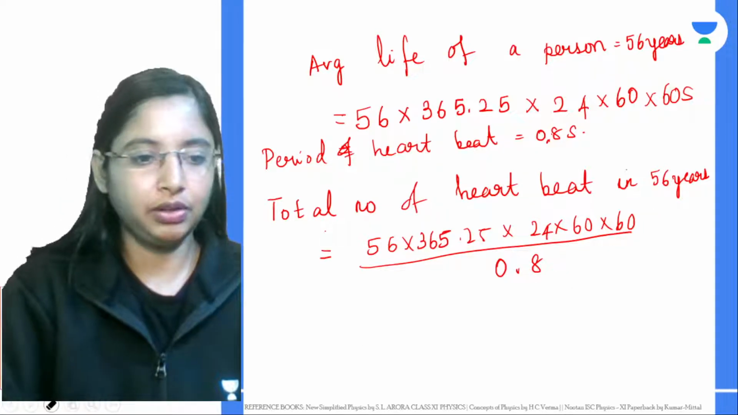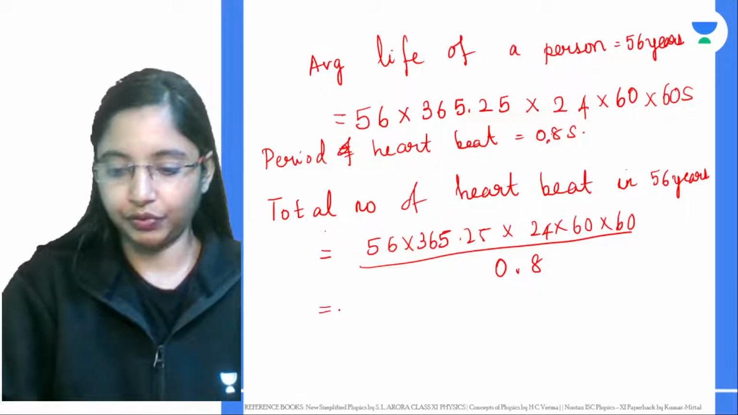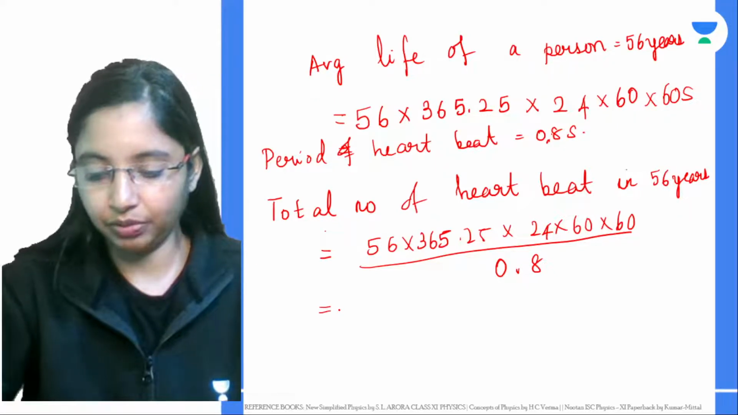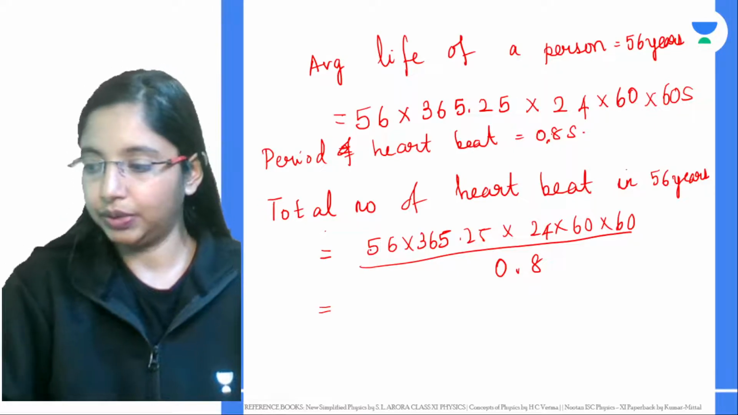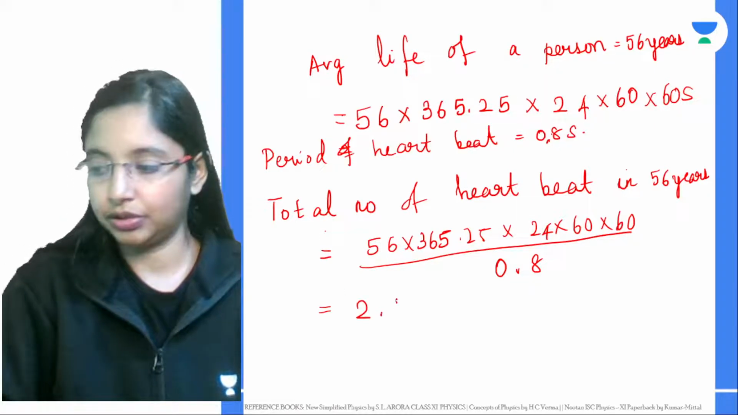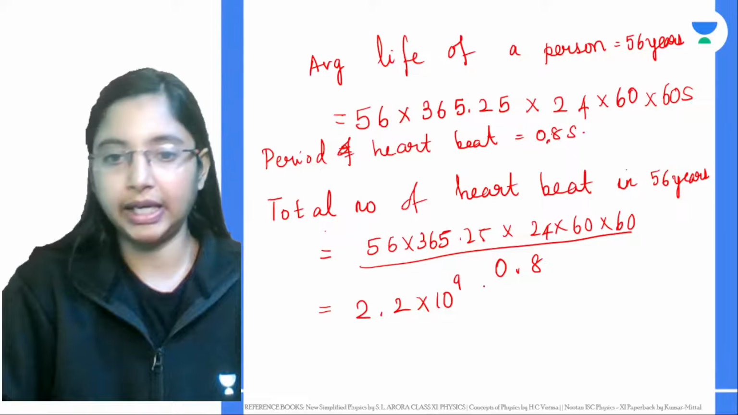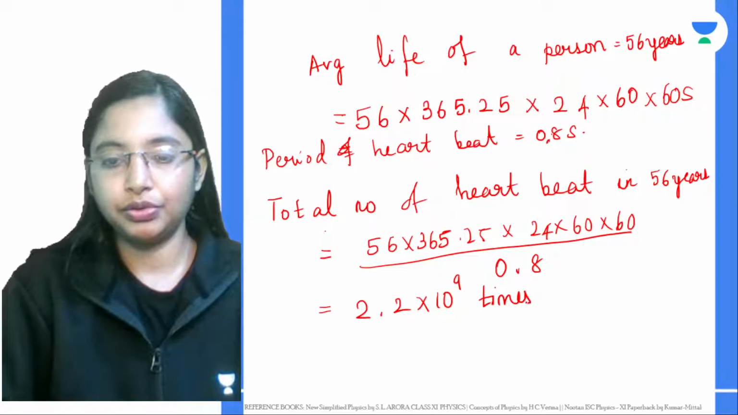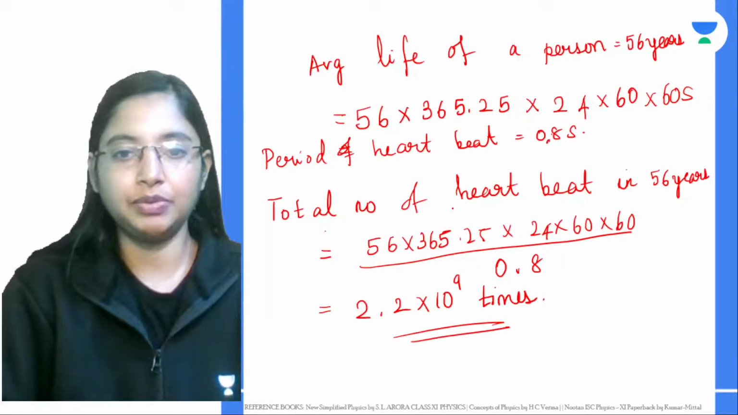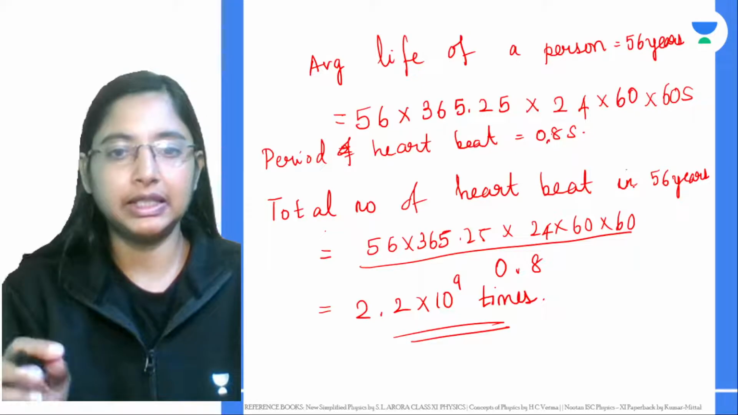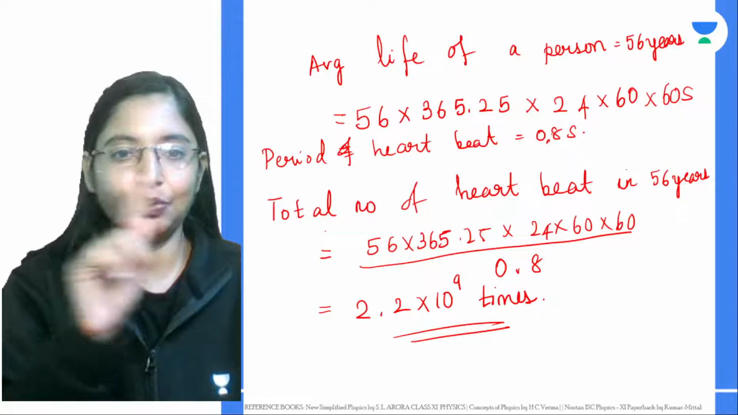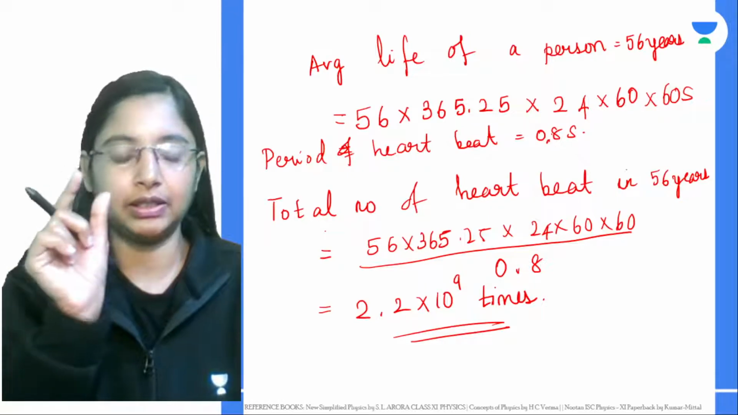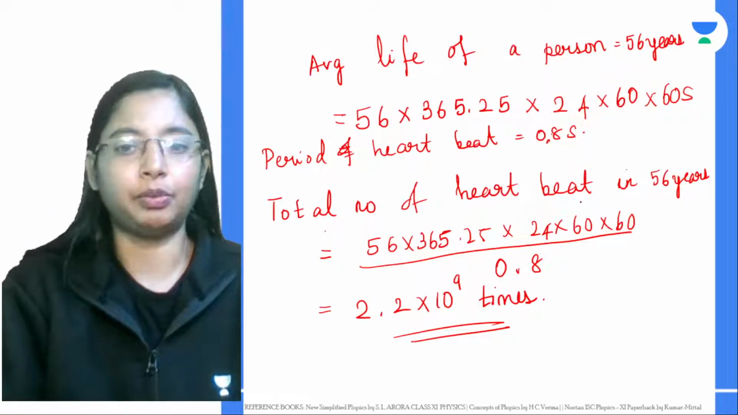If you have solved this equation, you can give it in the chat box. You will get around 2.2 into 10 to the power of 9 times. This is how many times the heart beats in 56 years, if the period between one heartbeat and the next is around 0.8 seconds.